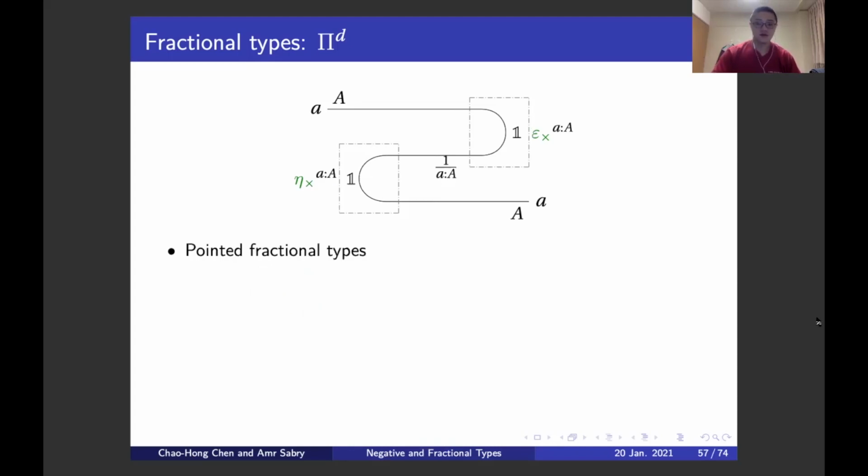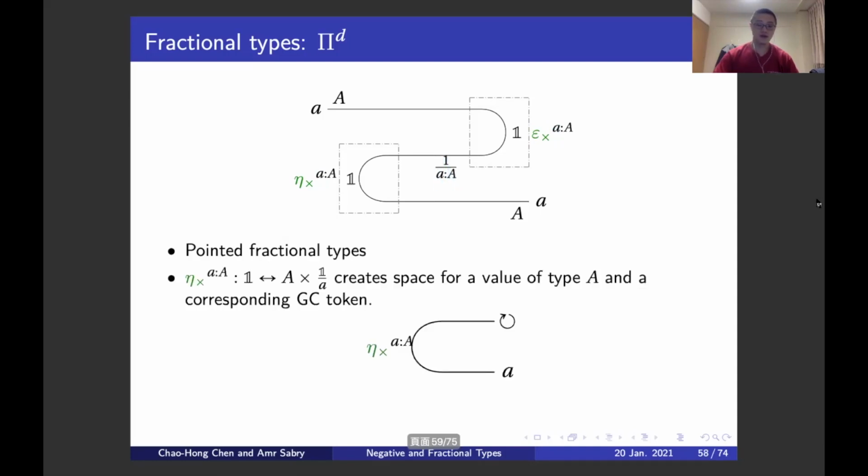So our solution is we move to pointed fractional types. Now eta and epsilon are indexed by a value of type A, not just a type. And this is 1 over this smaller a here, not just this A. So now eta knows which value to create. So it's just this one. And it also creates this GC token that has type 1/a.